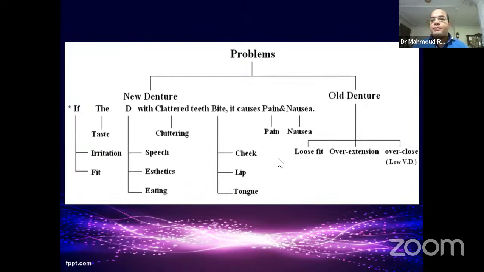Then we will summarize the problems that face us in patient complaints about dentures. We have complaints for the new denture and complaints for the old denture. When we talk about the complaints of the new denture, we can summarize them in this statement: if the denture with clattering teeth bite, it causes pain and nausea. This statement we teach our students so they don't forget any of these causes.